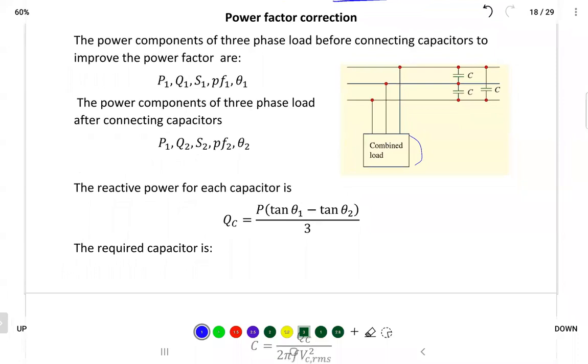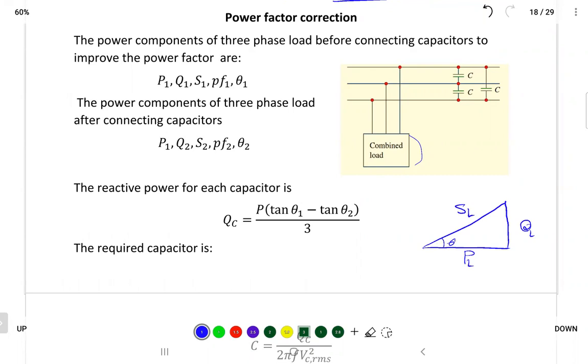To do that, just let me sketch the power triangle. I will remind you, if you have the power of the combined load here, that's the power of the load, and that's the reactive power of the load, and that's the apparent power of the load, and that's theta, and the power factor is not good.